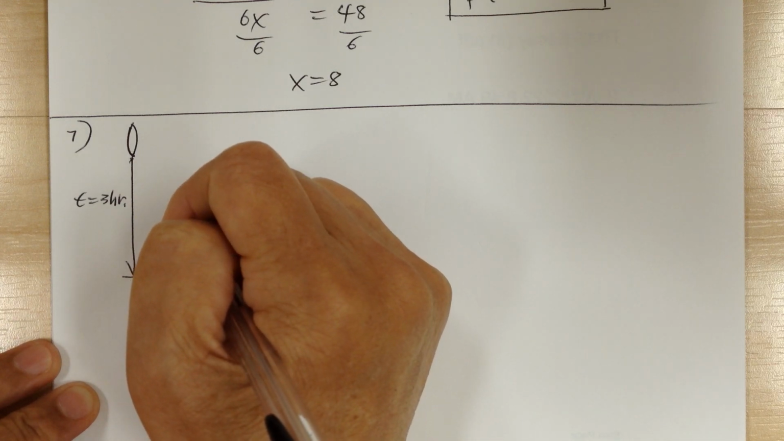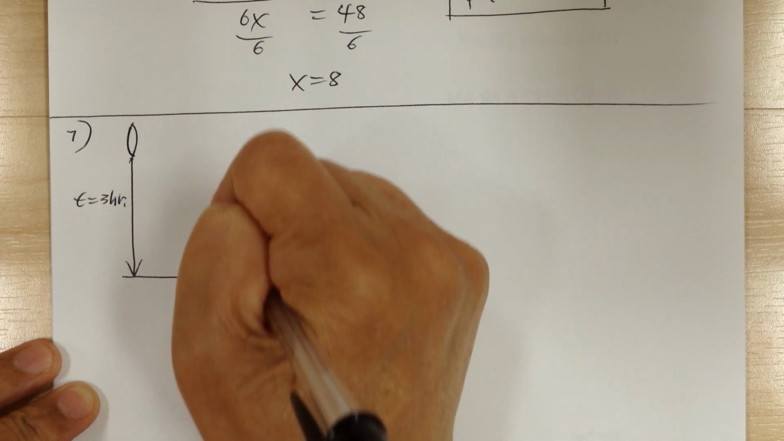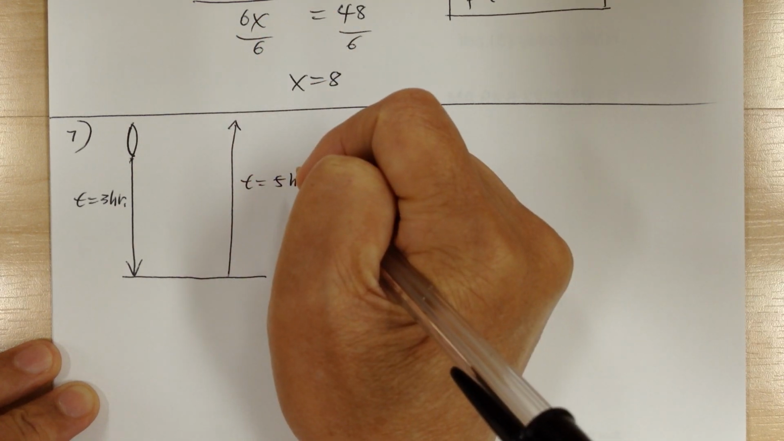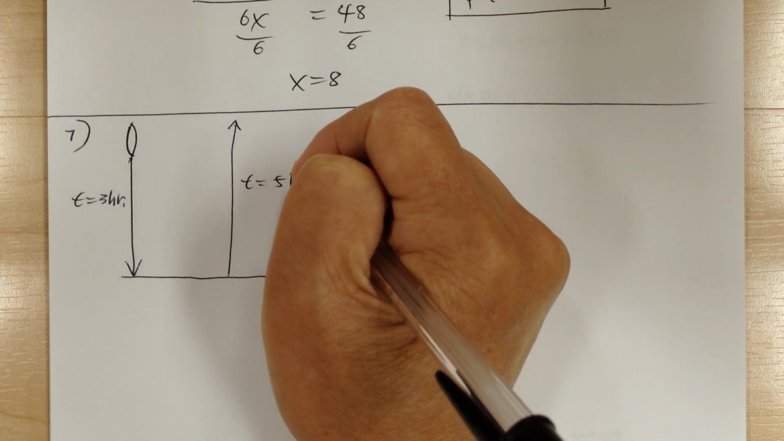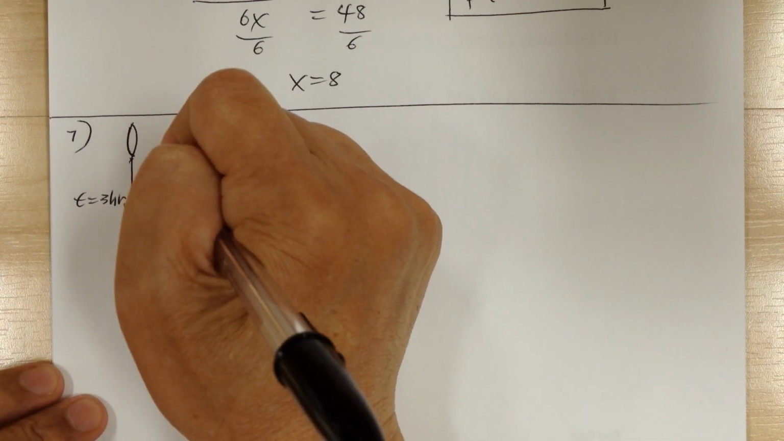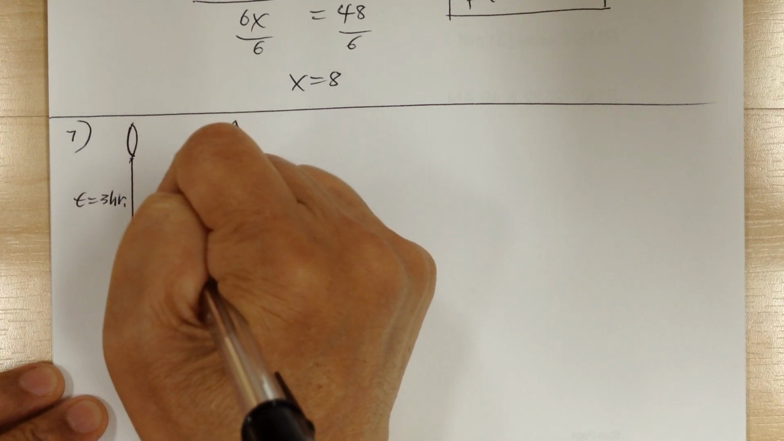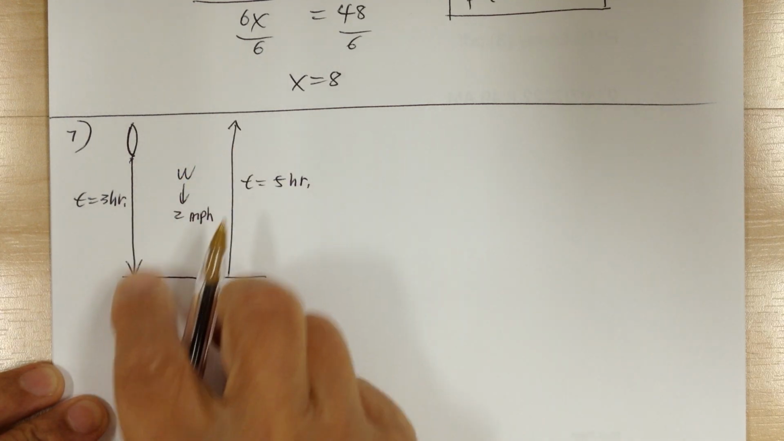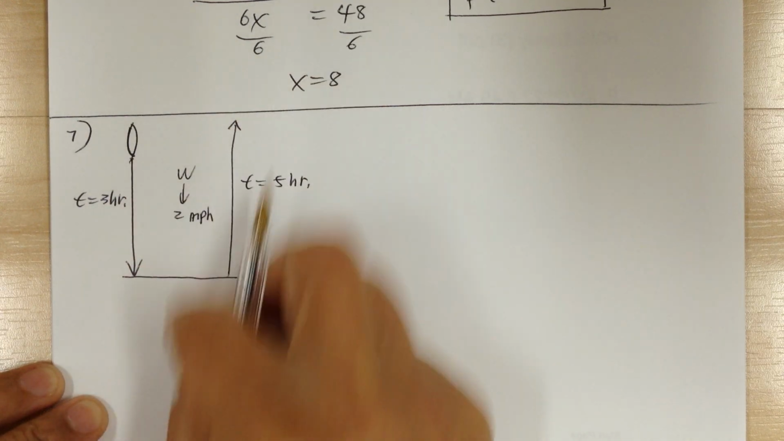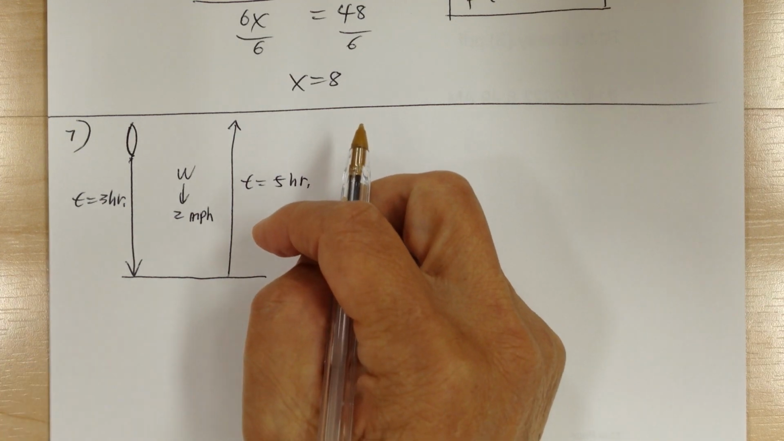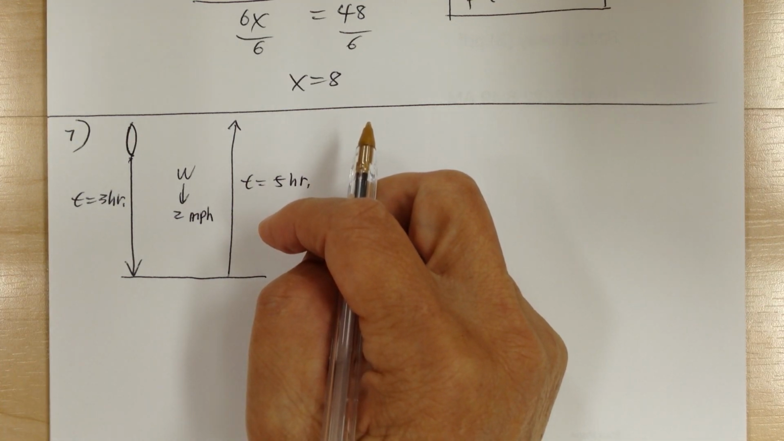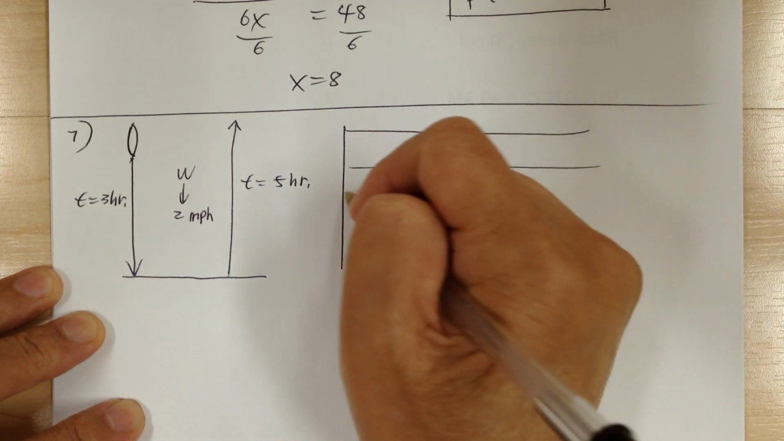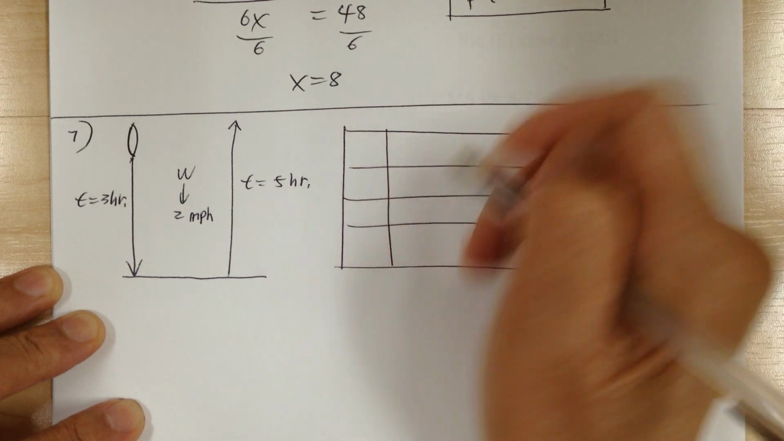And after lunch, it took 5 hours to paddle back upstream. Okay, if the speed of the stream is 2, so the water is going at 2 miles per hour. I put it in between because it doesn't matter if you're going down or going up, the water is still going downstream, right? And how fast does Abdul row in still water? So you're looking for the speed in still water. Okay, so again, this is a motion problem.